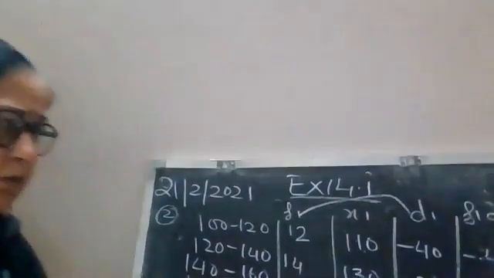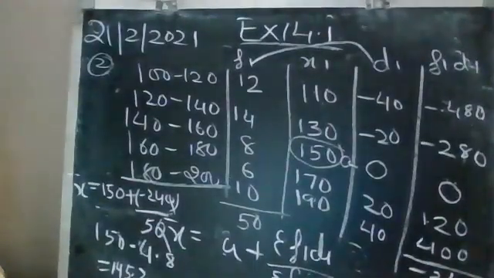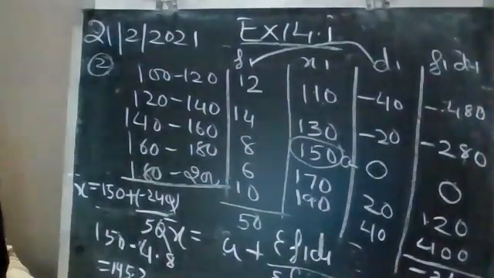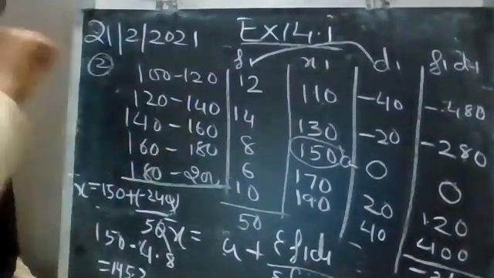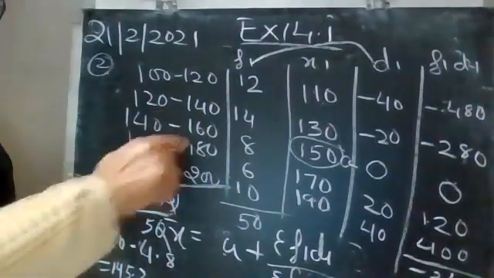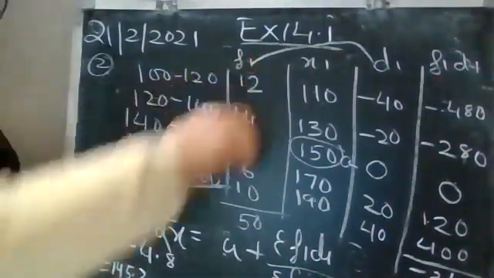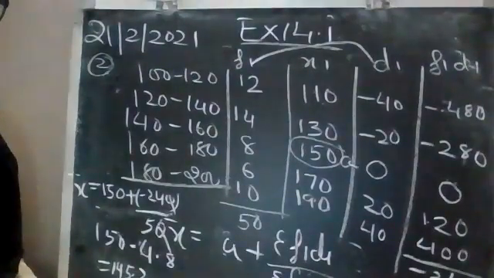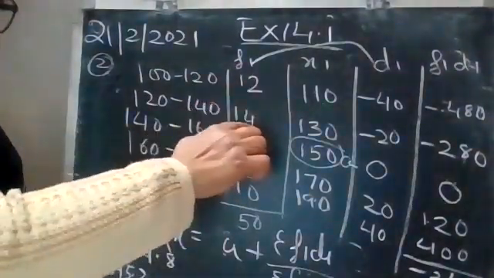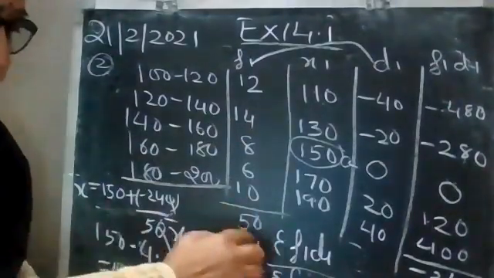Exercise 14.1, question number 2. And here we are taking out the mean by the assumed mean method. Here class intervals are given: 100 to 120, 120 to 140, 140 to 160, 160 to 180 and 180 to 200. And fi, the total number of workers or frequency, is given as 12, 14, 8, 6 and 10. And the sum of the frequency is 50.